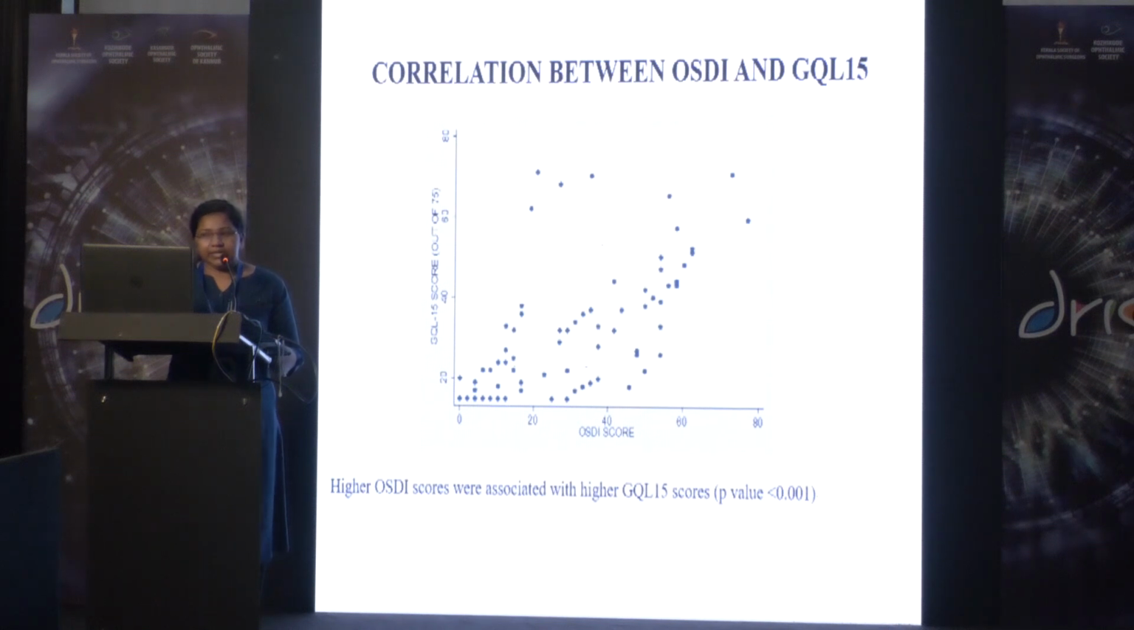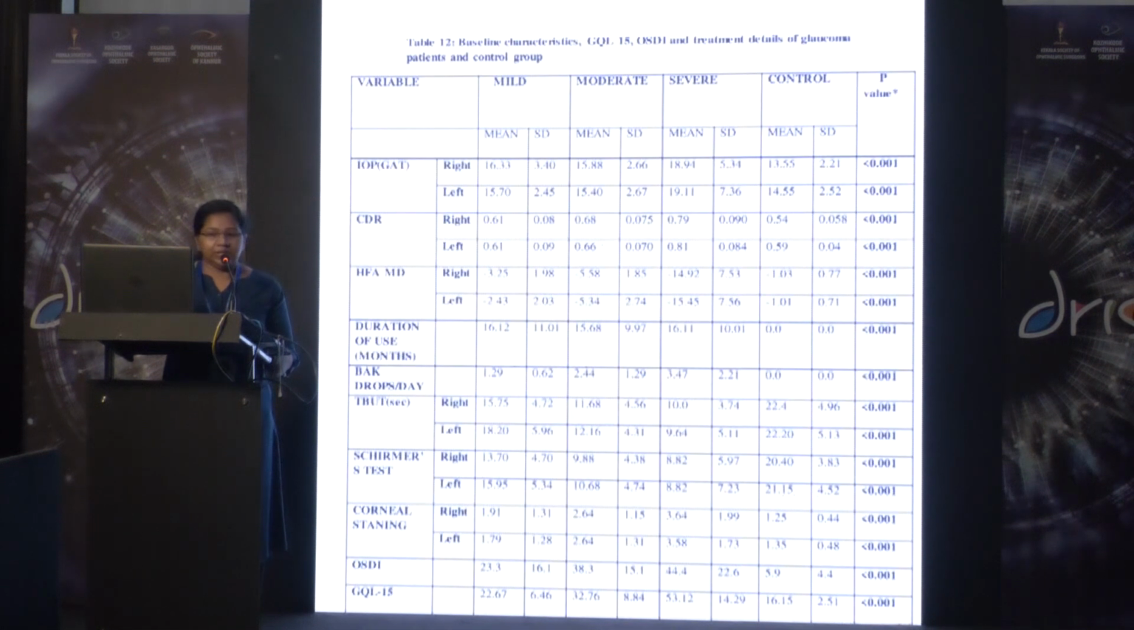Correlation between OSDI and GQL15, there was a high and strong positive correlation between both, suggesting a poorer quality of life. And these were the parameters that were considered in the study. IOP, cup disc ratio, mean deviation all increased as the disease progressed. Duration of use and BAK drops per day also was more in severe cases of glaucoma. Ocular surface disease parameters like TBUT and Schirmer decreased with the severity of the disease, and on the contrary, corneal staining increased with the severity of the disease.